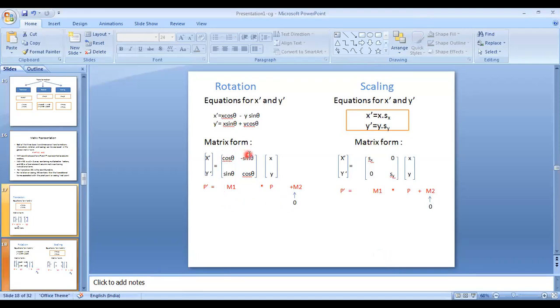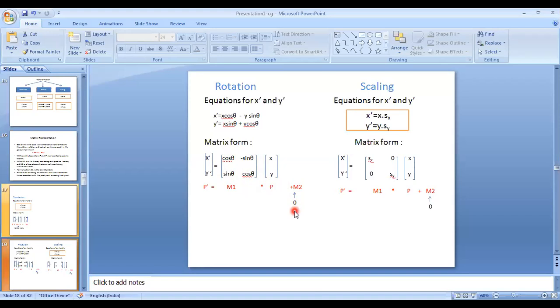Cos theta, minus sin theta, sin theta, cos theta. This becomes m1, that is my rotation matrix, into p, which is x y, plus m2. There is nothing for m2, so we will keep m2 as 0.